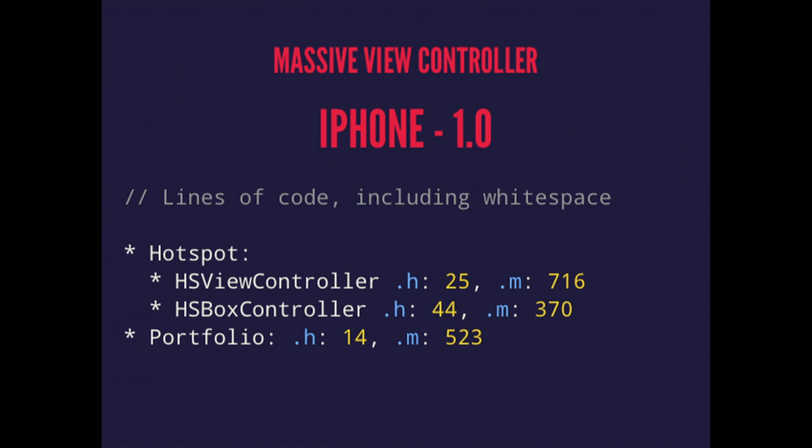It contained 2 large components. We already split at that point into 2 separate classes. But you can see that the total for the hotspot is 1,055 lines of code. That is a lot of code.